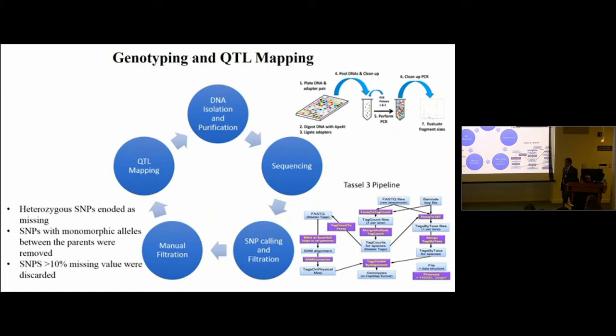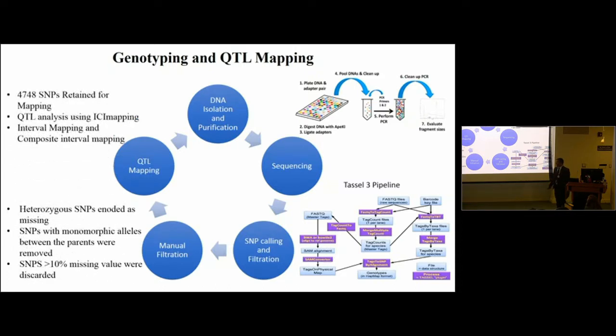And we manually also removed a lot of SNPs that we felt were not good. So we removed almost all the SNPs that had more than 10% missing data, and all the monomorphic SNPs were also removed. And heterozygous SNPs were just encoded as missing.